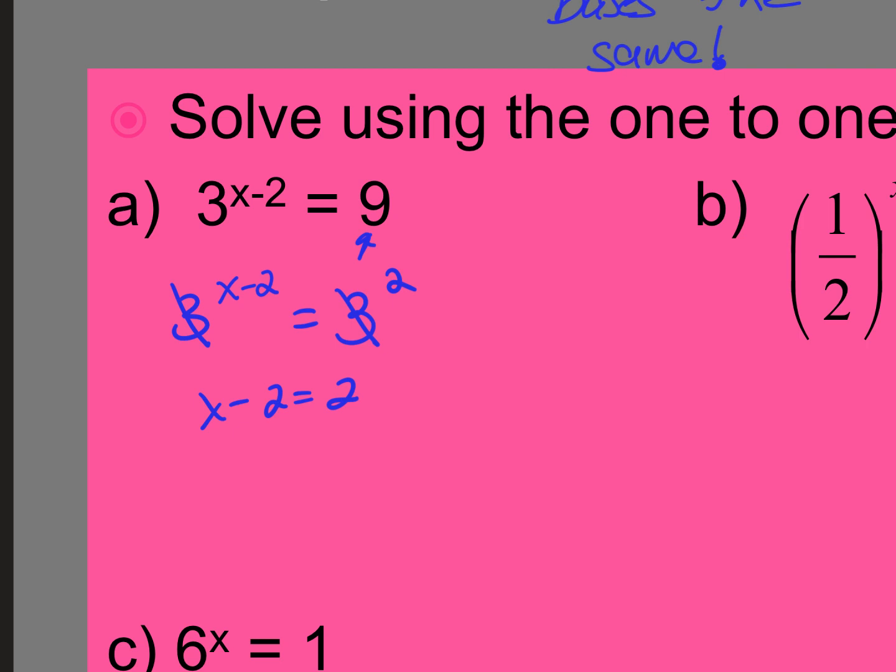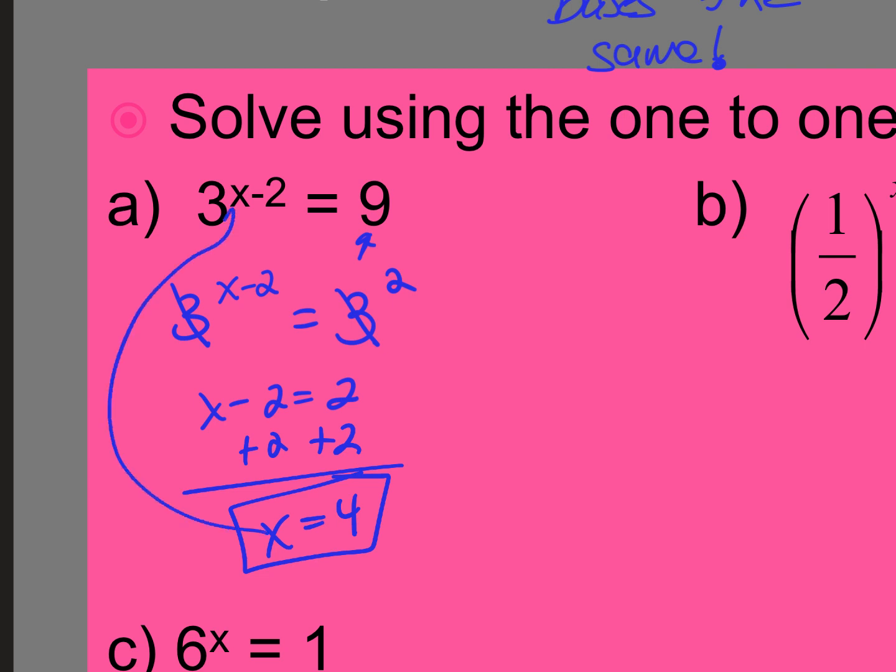How do you get x by itself? I'm going to add 2 to both sides. So I get x equals 4. And what is the beauty of getting x equals a number? You can plug it in and check. If I plug 4 in right here, what is 4 minus 2? 2. What is 3 squared? 9. That's what we got, right? Okay, so let's look at C.